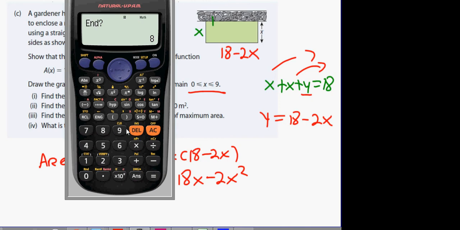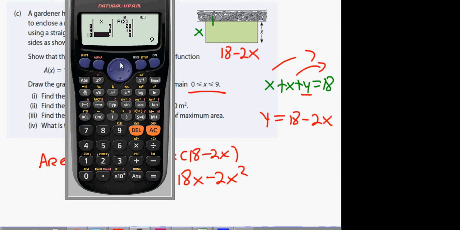Zero to 9, step of 1. Alright, has anybody got all these points written down yet? Sorry? 18x, did I? Okay, sorry, 18x. And what do I get now? 0, 0, 1, 16, 2, 28. Does everybody have those points in?